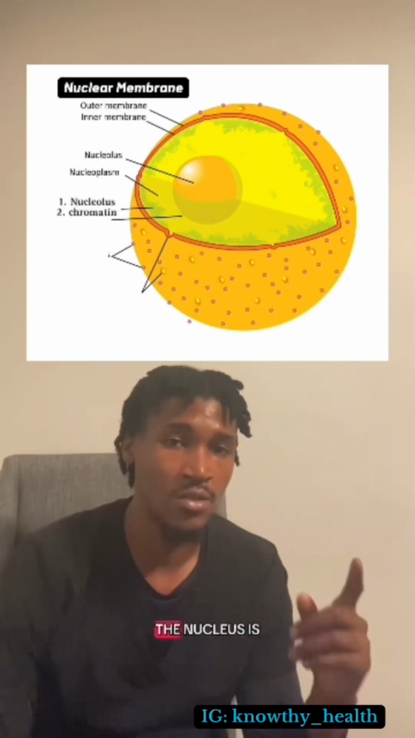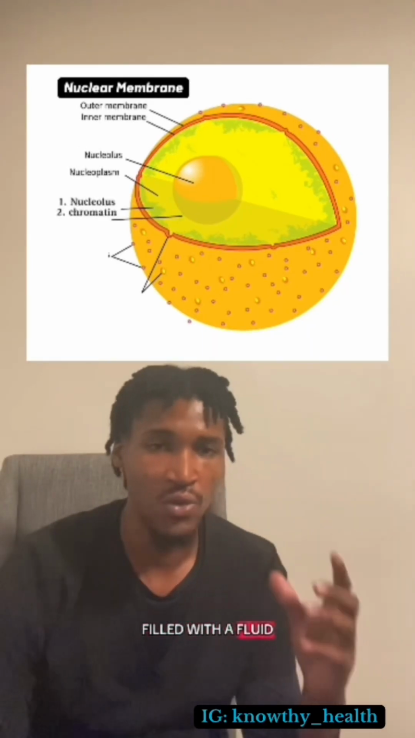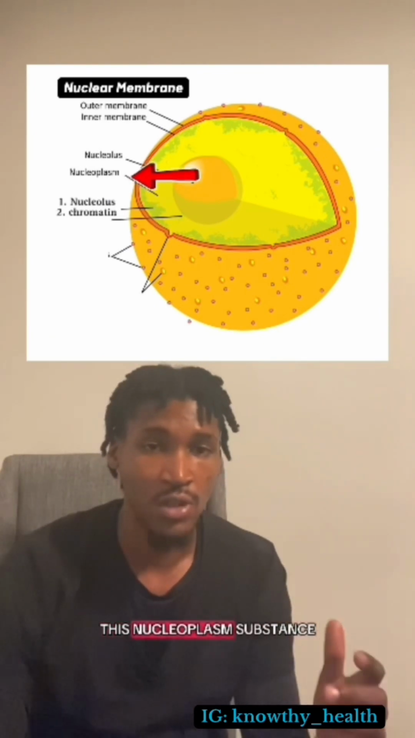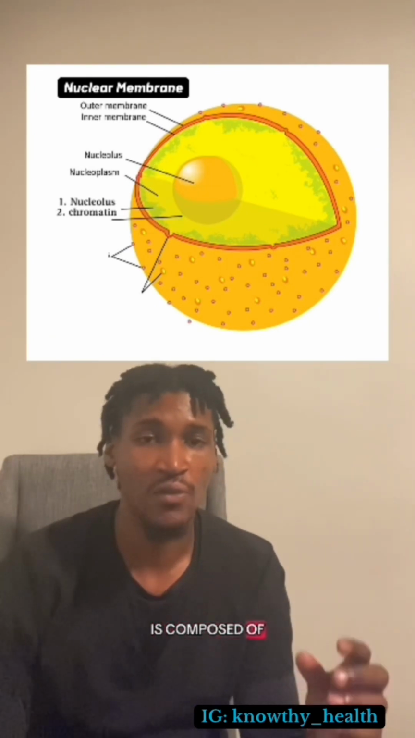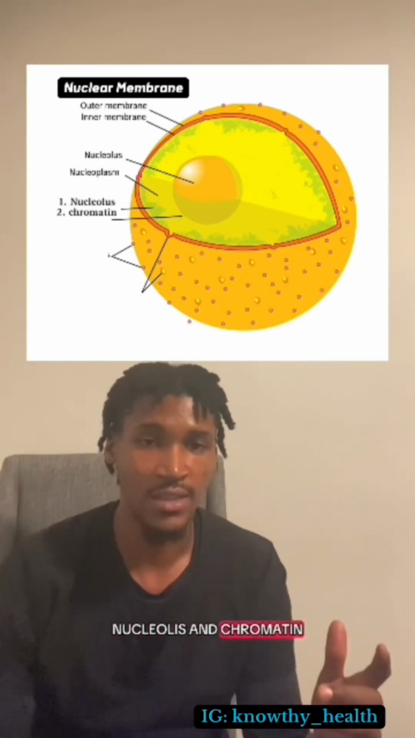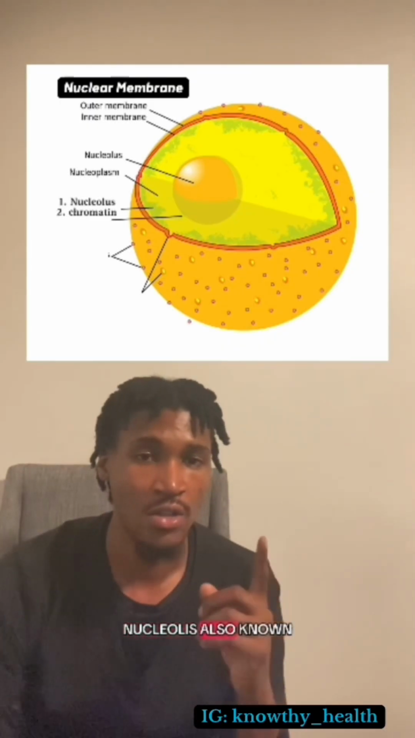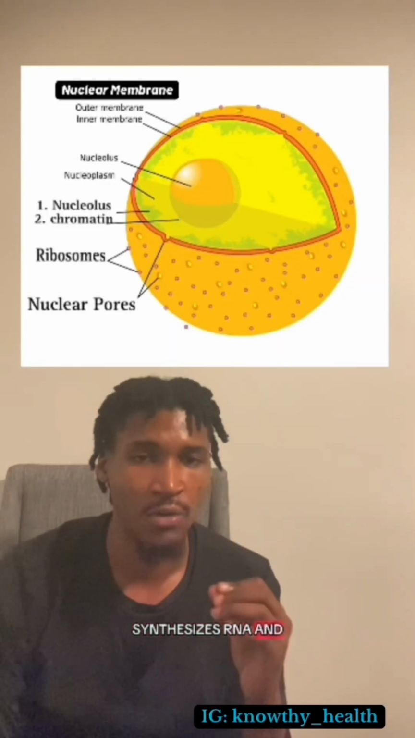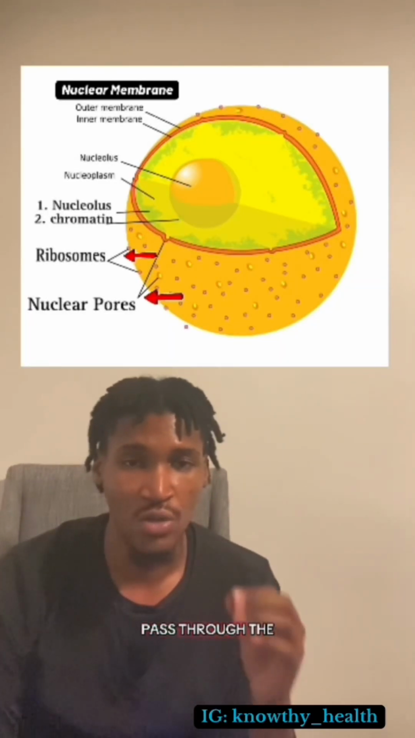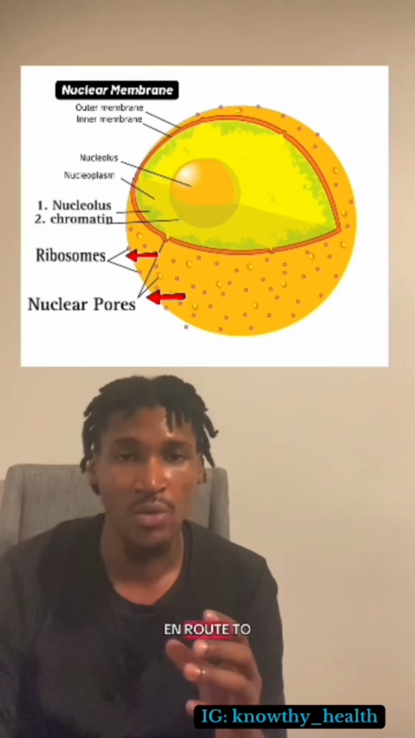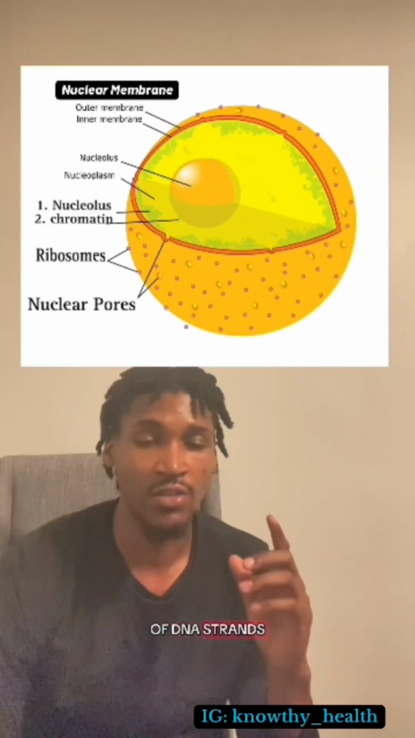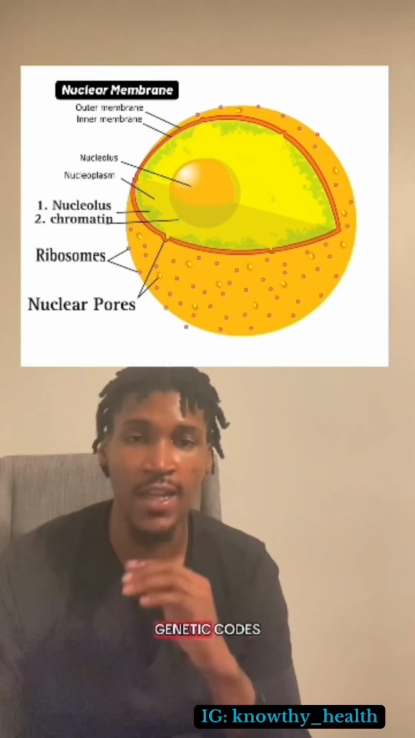The base of the nucleus is filled with a fluid-like substance known as nucleoplasm. This nucleoplasm substance is composed of nucleolus and chromatin. Nucleolus, also known as the little nucleus, synthesizes RNA and ribosomes as they pass through the nuclear pores en route to the cytoplasm. Chromatin is composed of DNA strands which carry all genetic codes.